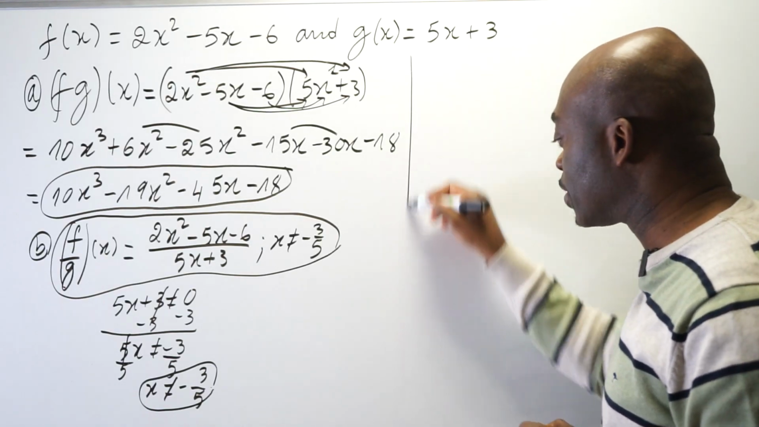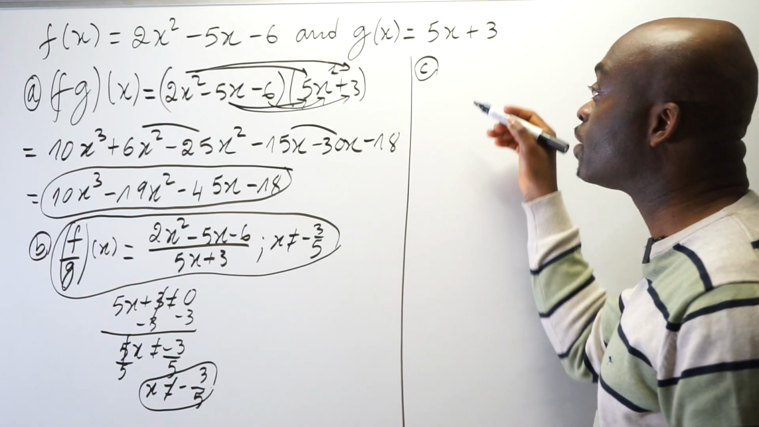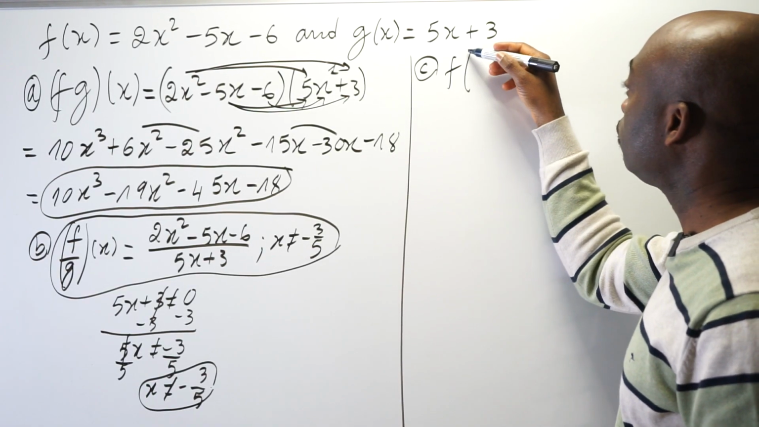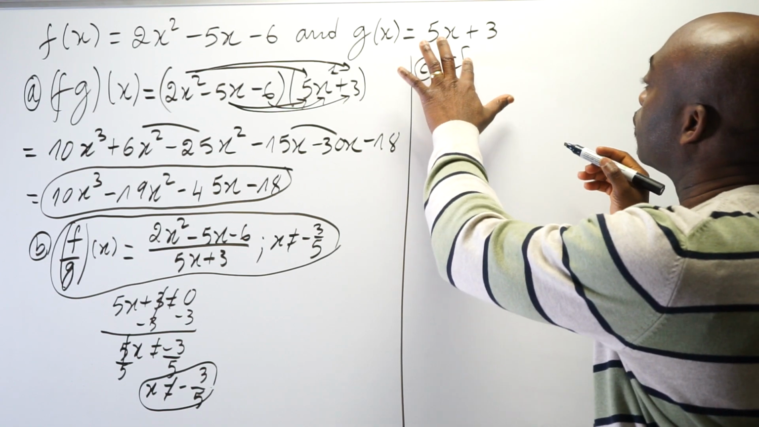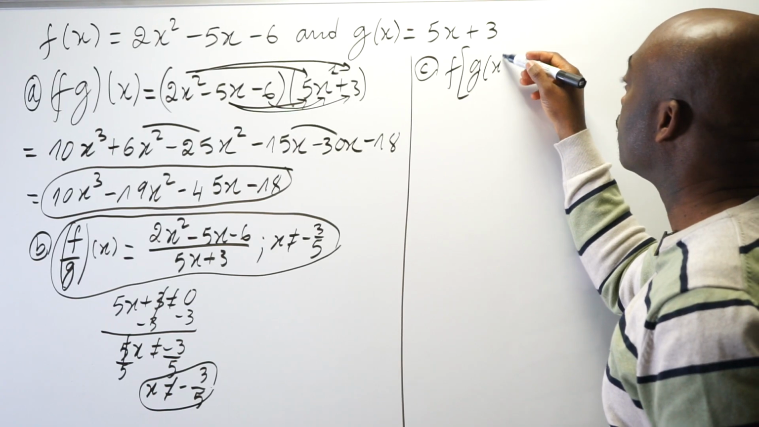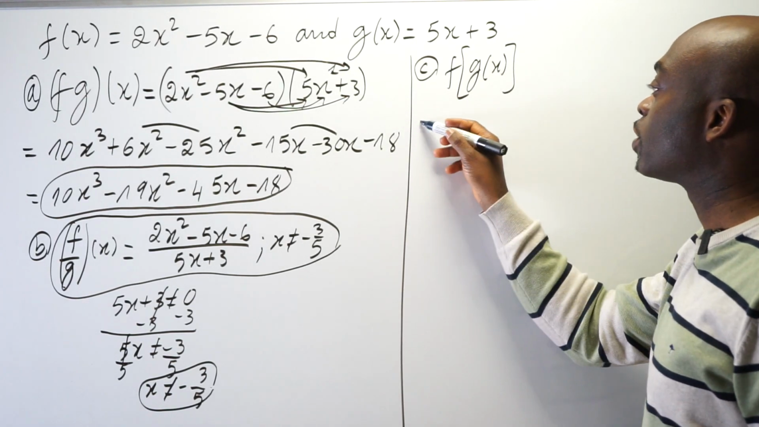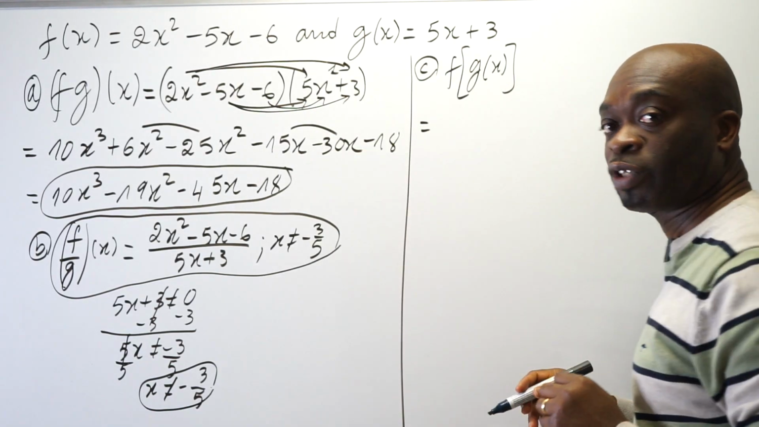Okay? Then question C. So question C is going to give us what? Question C is going to be f of g of x. All right, so that's a composite function. So f of g of x, that means what? That means we're going to take the g function and insert it in the f function.